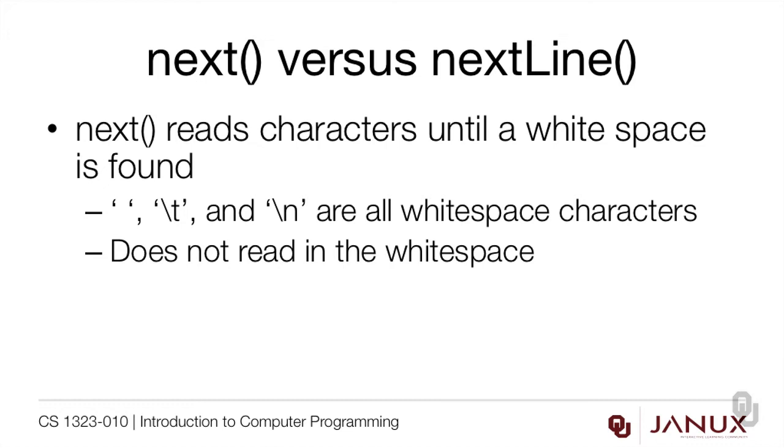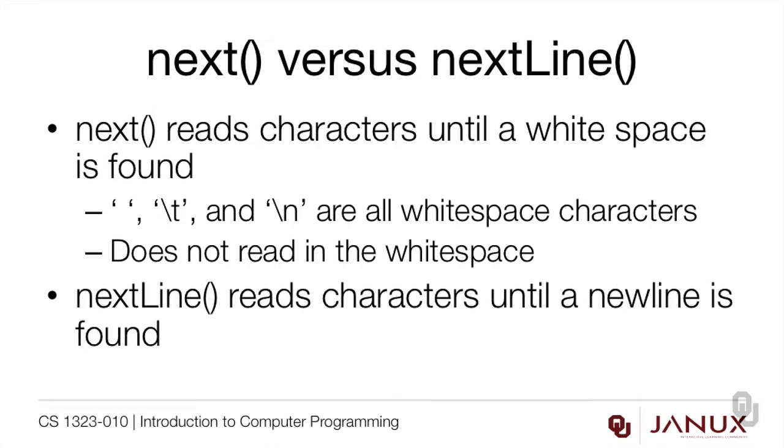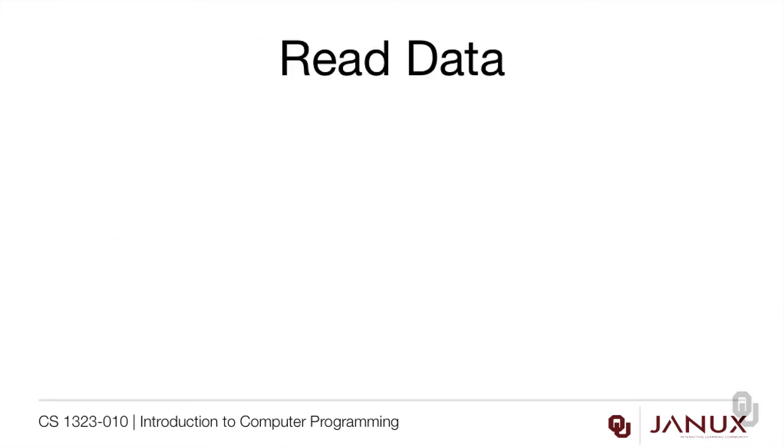These are all white space characters. The thing about next is it doesn't remove the white space. So it uses it to separate things, but it doesn't actually take it out. nextLine, on the other hand, reads characters until a new line is found. So it doesn't separate things with spaces and tabs and returns, only with new lines. But here's the tricky part. nextLine actually does get rid of the new line.